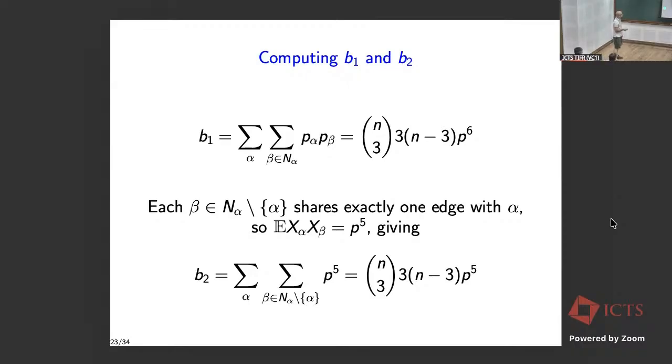I guess there should be a -1 somewhere. Let me think. No, I think this is correct, yes. I think there should be a +1 here, sorry. I think there should be 3n minus 3 plus 1, because here we include alpha itself, and here we exclude it. So there should be a +1 here.